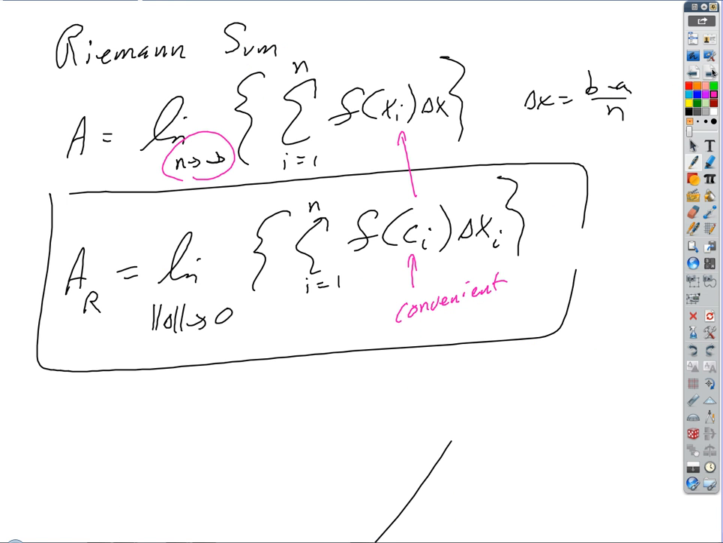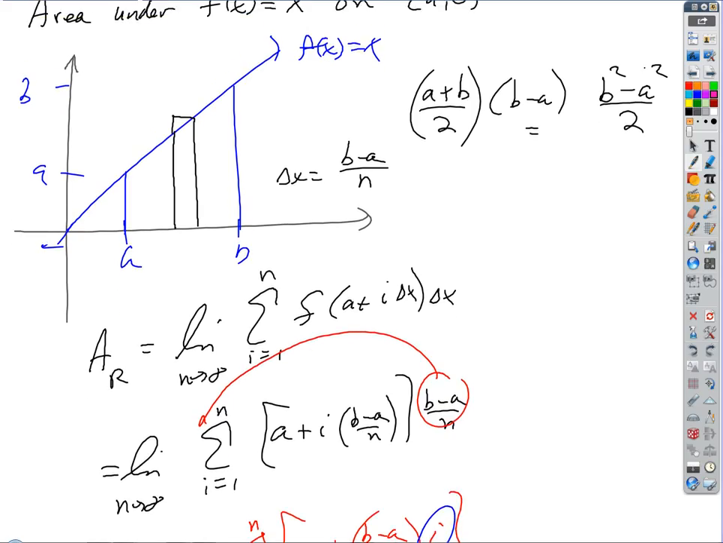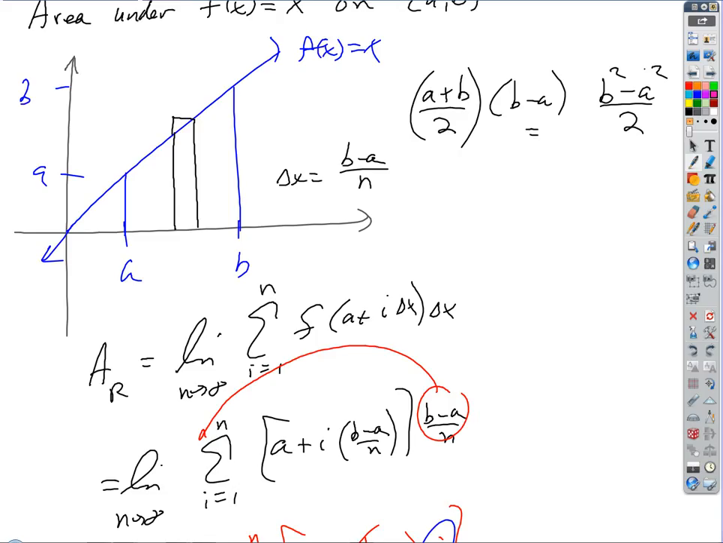Then we said, okay, let's take the function f of x equals x, and let's see if we can coax out a pattern. We were able to calculate the area. This is a geometric area, right? It's a trapezoid. And so with pre-calculus stuff, we can find the area pretty simply. It's just going to be b squared minus a squared over 2, by finding the area of a trapezoid. We did that, no big deal.